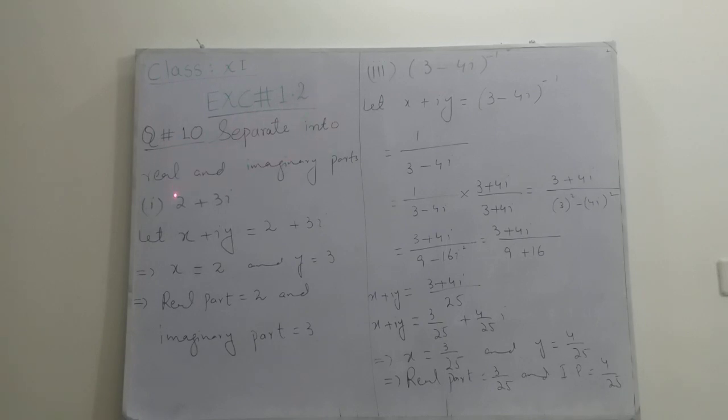Separate into real and imaginary parts for the following complex numbers. Here we have total number of parts 8. Part 1. We have to separate its real and imaginary parts.